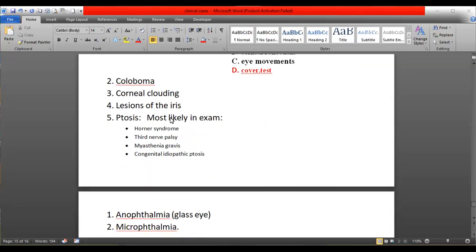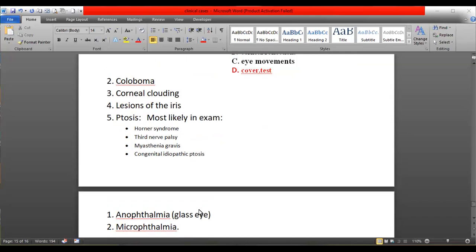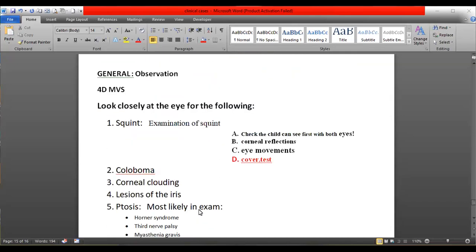And ptosis. Ptosis is most likely an exam case. What are the exam cases? Horner syndrome, maybe nerve palsy. And last in January, there was a case of myasthenia gravis with bilateral ptosis. Ptosis is a very important topic. We'll discuss it in detail. These are the exam cases. After that, sometimes there may be anophthalmia, macrophthalmia as well. So we need to identify according to the findings.